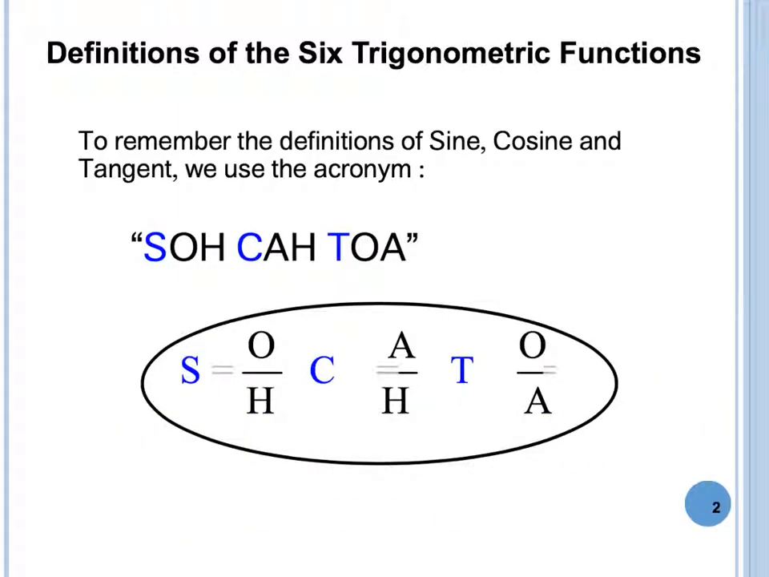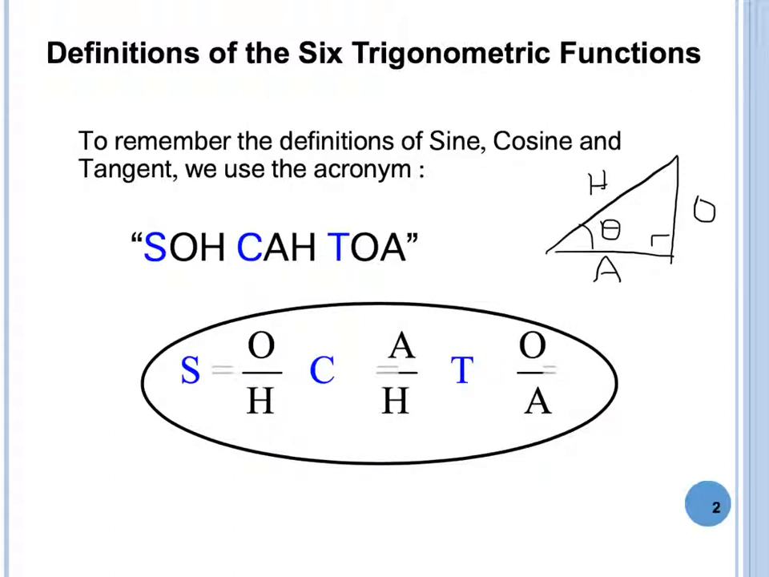As we work through our 6 trig functions, we're going to use sine, cosine, and tangent regularly, and we have a helpful acronym, SOHCAHTOA. And this helps us remember the relationship of the sides of the right triangle. Here's my right triangle. In reference to our angle, we have the side opposite, we have our side adjacent, and we have the hypotenuse of the right angle.